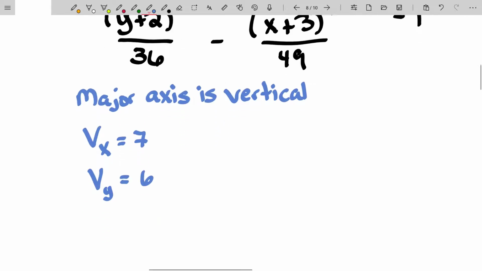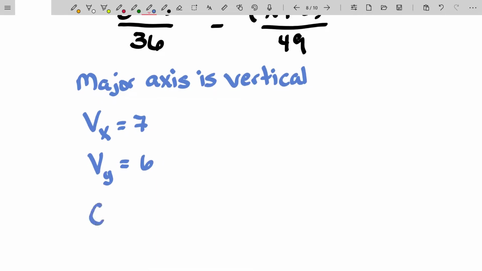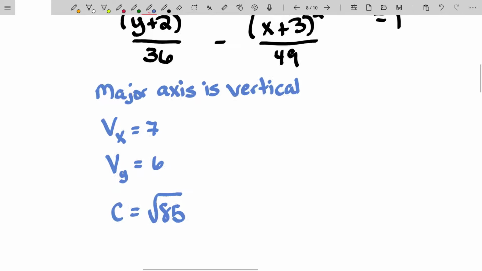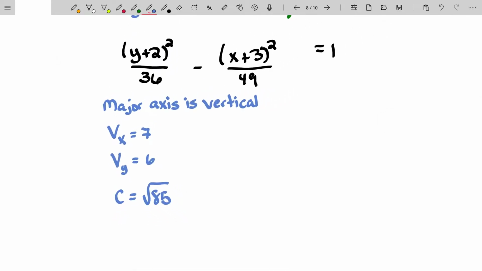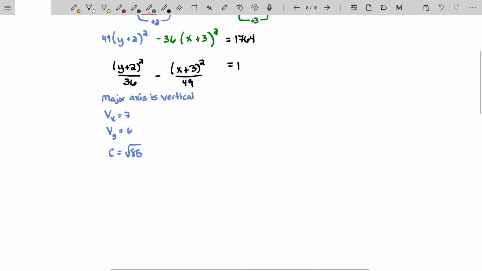All right, let's see what else we need. C. Well, we know c squared is v sub x squared plus v sub y squared. So that would be, well, that'd be a mess there, right? 36 plus 49 is 85. So this is going to be the square root of 85 is what c is. C is root 85. I'm sure we can try factoring 85 as 5 times 17, but there's no pretty way to reduce that. So let's see, we got all that going on there. Now I'm ready to go.